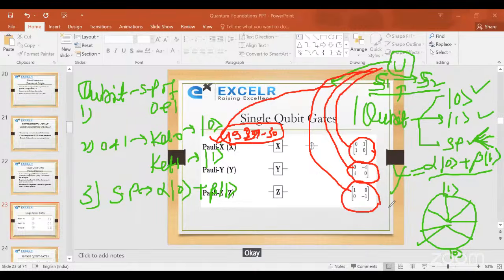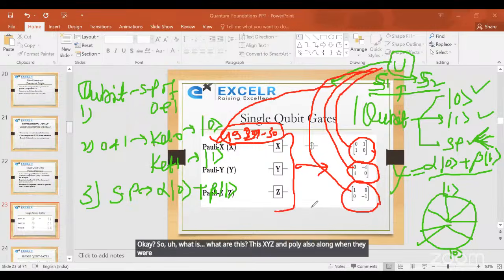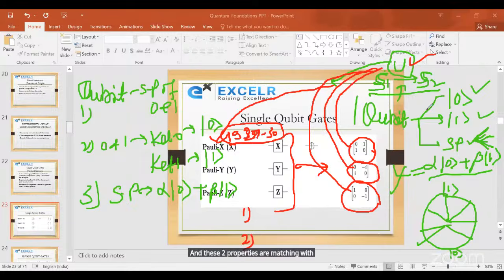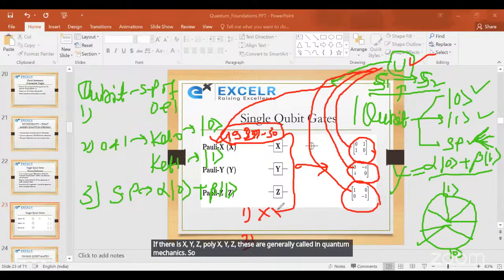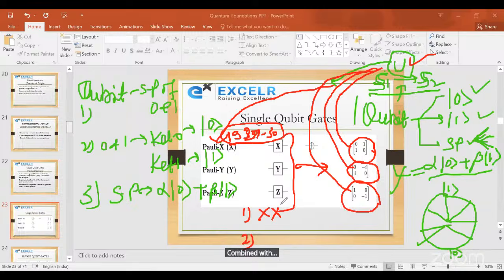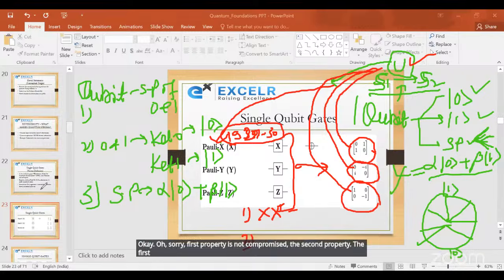So what are these X, Y, Z? When Pauli derived all these three, he also derived that there are two properties, and these two properties match our requirement. Pauli X, Y, Z, these are generally called so in quantum mechanics. So X combined with X dagger. Oh, sorry, the first property is not combined. So the second property. The first property is, let me delete this thing.